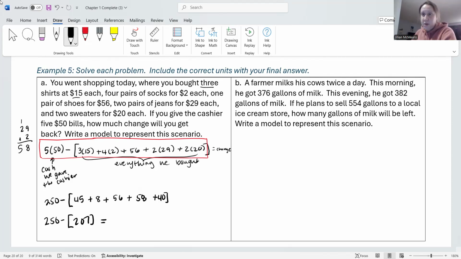Now, of course, if you went to Old Navy or somewhere, there's going to be tax. You're going to pay more than 207, but we're pretending no tax. So let's see, off to the side, 250 minus 207. Well, I can't take 7 from 0, so I'd have to borrow from the 5. So 5 becomes a 4, 0 becomes 10. 10 minus 7 is 3. 4 minus 0 is 4, and then 2 minus 2 is just 0. So we would finally say that we get $45 back in change.